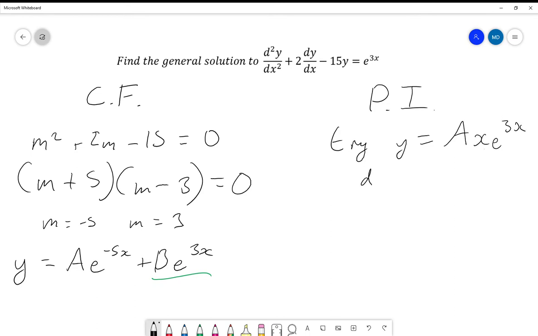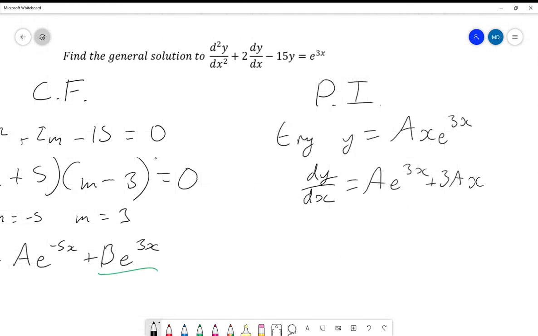That gives us dy by dx. Here we have to use the product rule. So we're going to get a e to the 3x plus 3a x e to the 3x. And then d2y by dx squared. And if you're not sure about this, I have a video on the product rule.